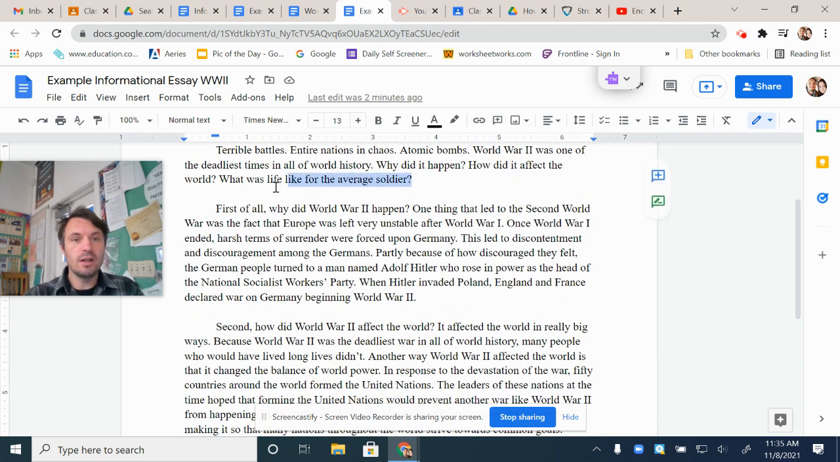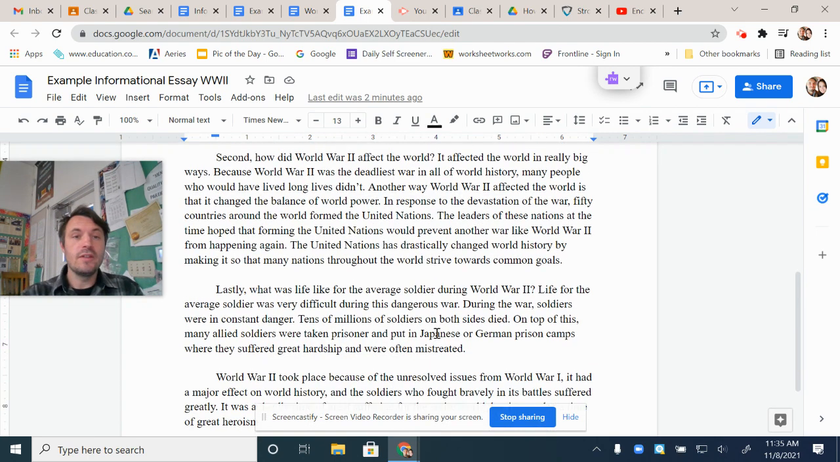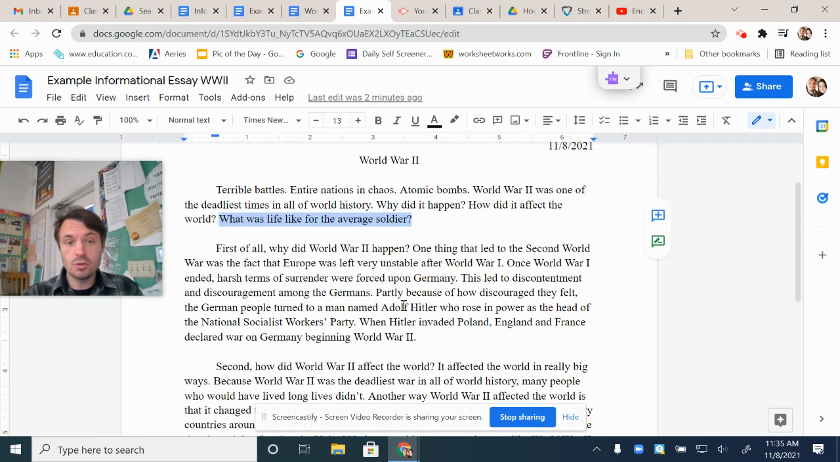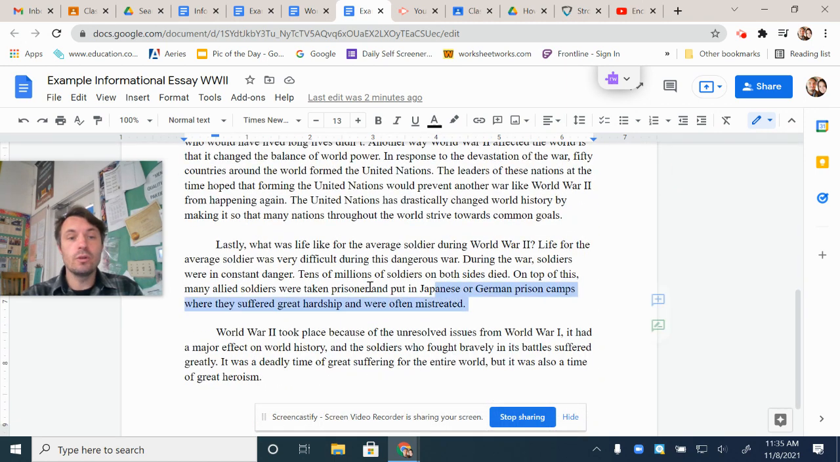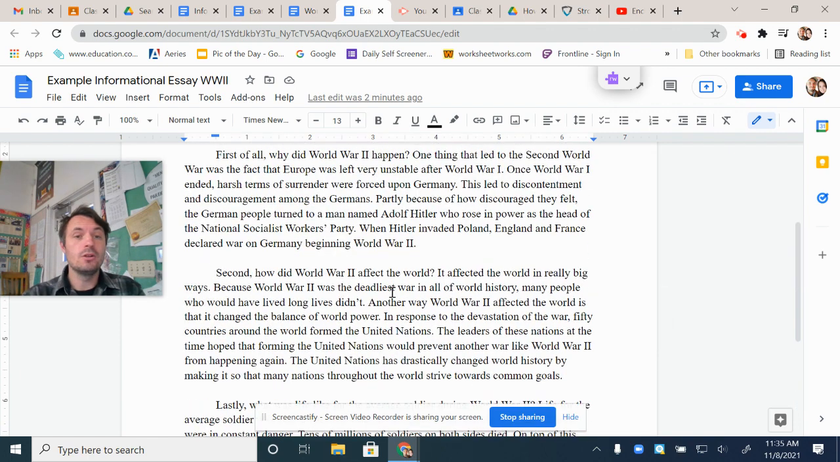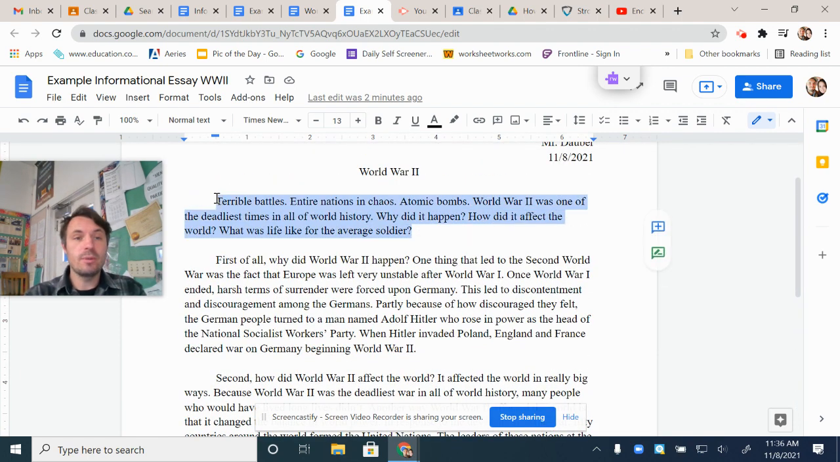My third main body paragraph, what was life like for the average soldier? That is my third main idea. It is introduced here with this question, and it's also going to be what this third main body paragraph right here will be all about. Okay, so that's my introductory paragraph. It hooks the reader with artful sentence fragments. It introduces what my informational essay is all about. It introduces the topic, and it also lets the reader know what my three main ideas are.